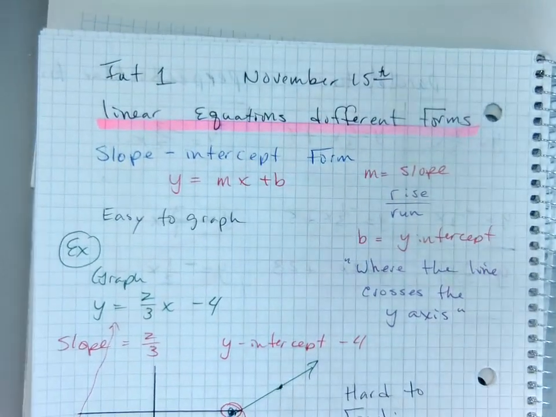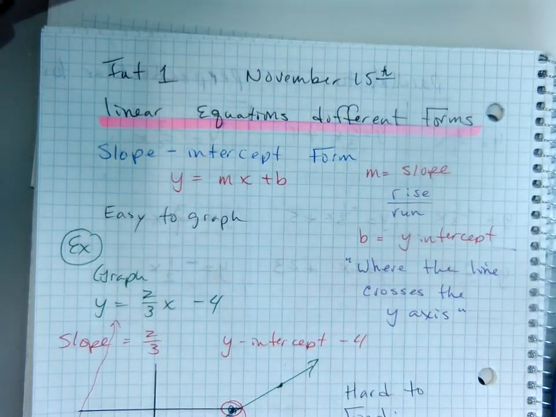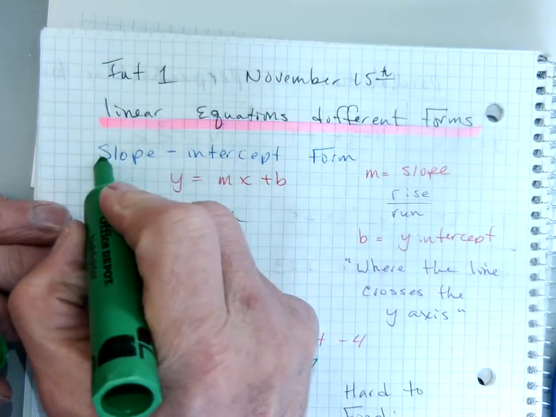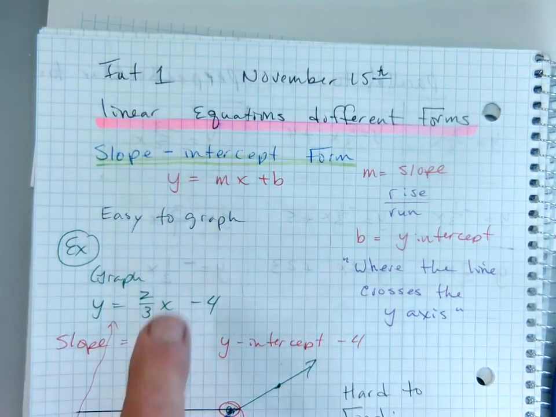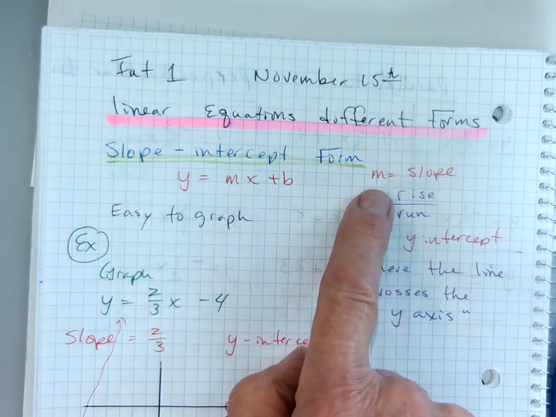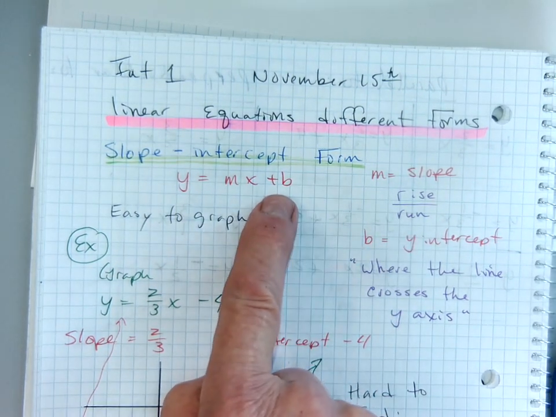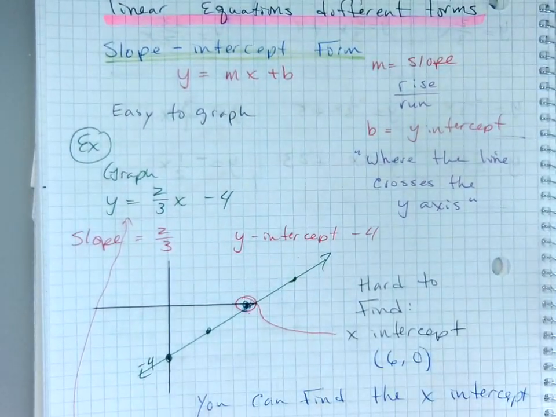Okay, so they're all straight lines. They're all linear. So the first and most common way is what we call slope-intercept form. We like this the best because it's the easiest for us to graph. So we know that we use y equals mx plus b because m is your slope, rise over run. B is the y-intercept, or where it crosses the y-axis. So we looked at an example.